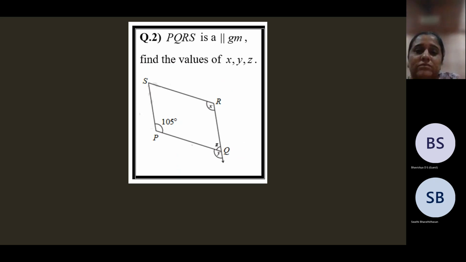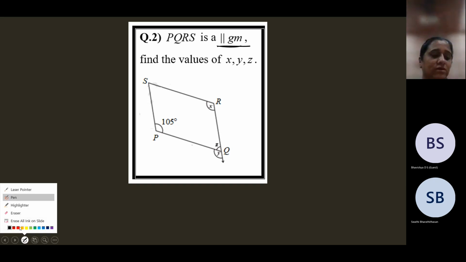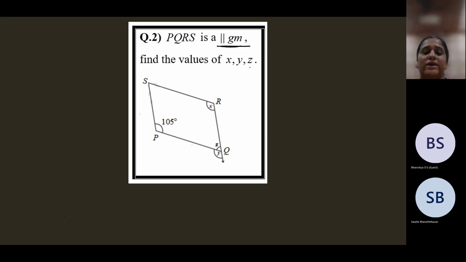PQRS is a parallelogram. Okay, see, this is a parallelogram. Find the values of X, Y, and Z. Now, again, Bhavishya, what property of a parallelogram will you use here to find X? Swati. In a parallelogram, opposite angles are equal. It's given PQRS is a parallelogram. So if this is 105 degrees, X also will be 105 degrees, correct?